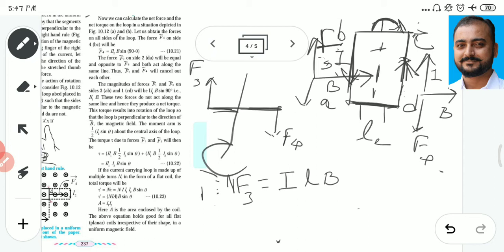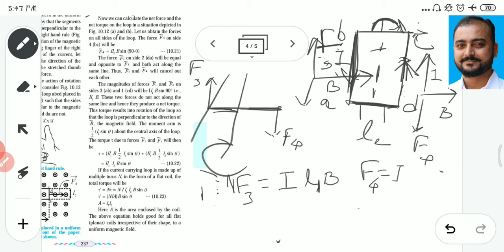Okay, sine 90, and sine 90 having value 1. So I will just write here F into I into L into B. But what is this length? The length of this side should be the L1. Okay. So what about the F4 again?